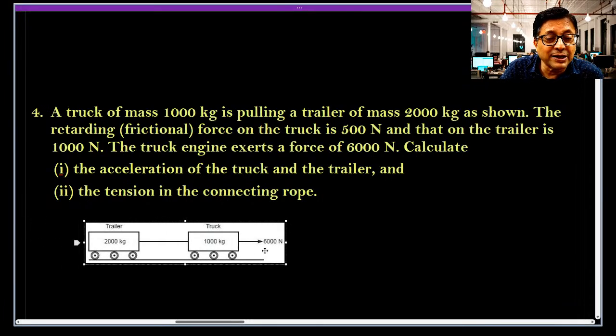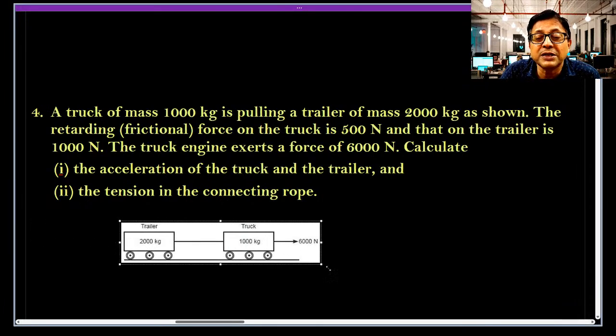Go for the next one. Because pulley is our target, we have started with this kind of sums. We will solve many problems so that the pulley topic is clear for you. You will also get some time to solve it. Think about the next one. A truck of mass 1000 kg is pulling a trailer of mass 2. You solve it with me, check the answer with me. That will be good, no?